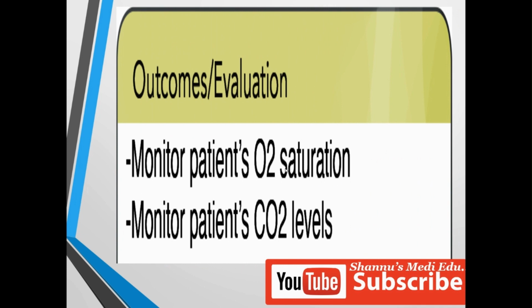The outcome and evaluation. After administering the oxygen, first we need to monitor the oxygen saturation. Why should we monitor the oxygen saturation? To see whether the patient is maintaining or not. If he is not maintaining, we should increase the oxygen level. For example, we are giving 2 or 3 liters of oxygen, and the patient is not maintaining, so we can increase the oxygen level.